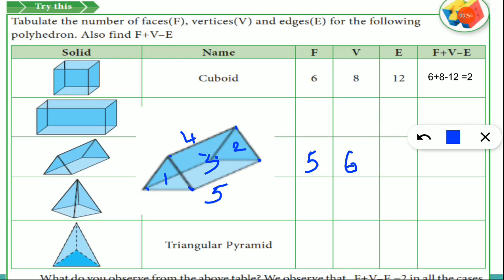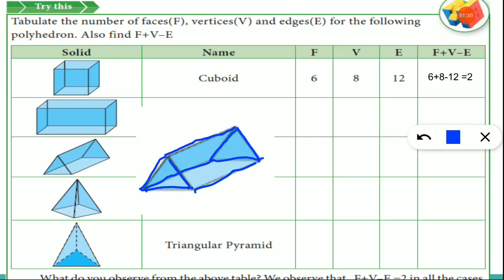Okay, and then let's count the number of edges. Now what is the edge? I told you when 2 faces meet, that line is called an edge. So this is 1, 2, 3, 4, 5, 6, 7, 8 and 9 edges.